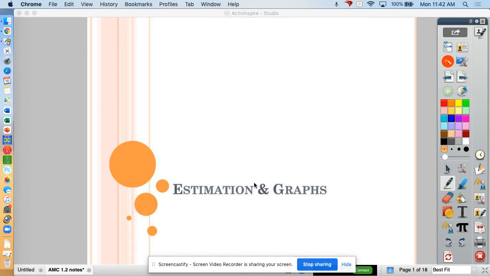Good morning, class. Today we're going to talk about estimation and graphs. And so this should not be really new information to you. And so hopefully there won't be any problems. If you're following along in your book, this is going to start on page 13. So I'm going to read page 13 to you real quick.